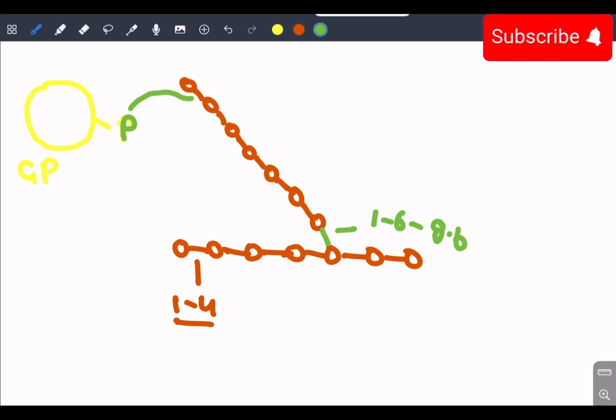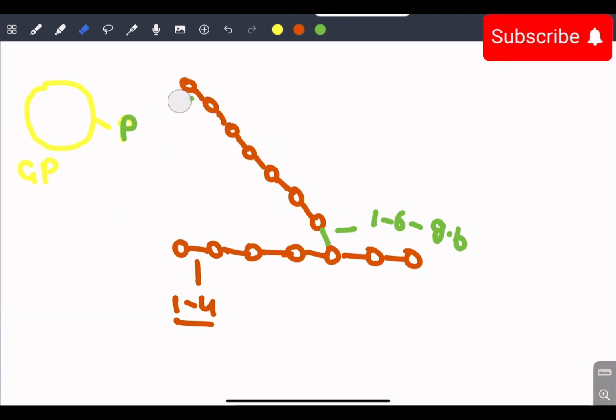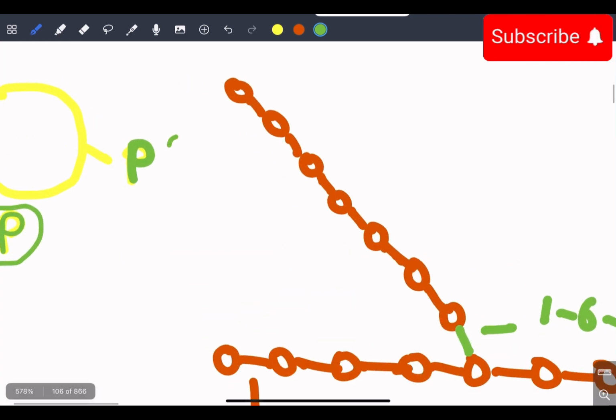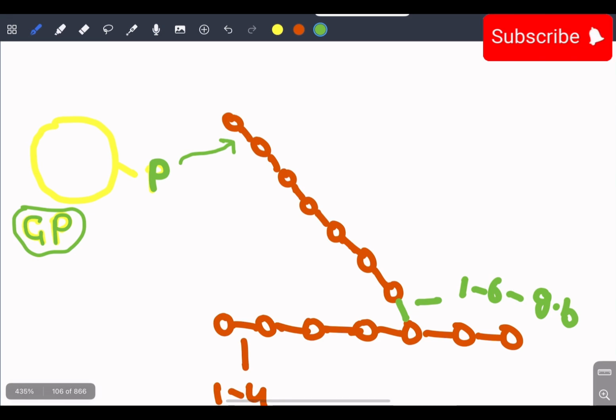This is a 1,4 bond. So when glycogen phosphorylase gives a phosphate group to this 1,4 glycosidic bond, what happens? The bond is broken and glucose 1 phosphate is released. So glucose 1 phosphate is released, and this bond is broken down. In this way, this process continues.